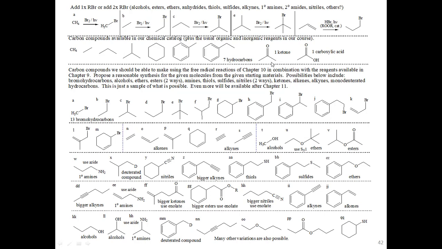I also gave you 1 ketone. Okay, this would be propanone, but more commonly called acetone. And I gave you 1 carboxylic acid. This is ethanoic acid, but more commonly called acetic acid. And I just gave these as examples to react with some of our compounds down here.